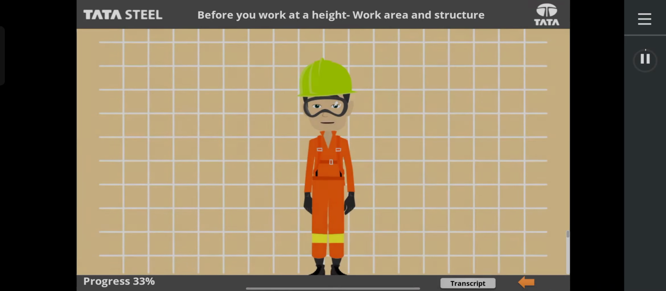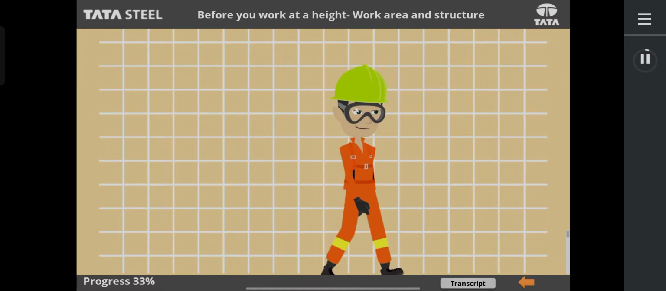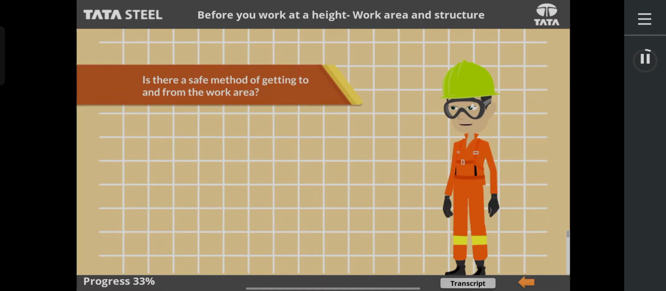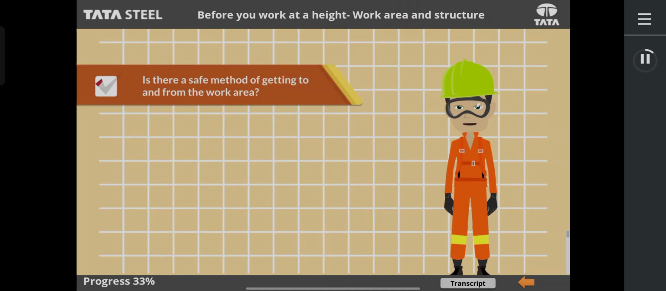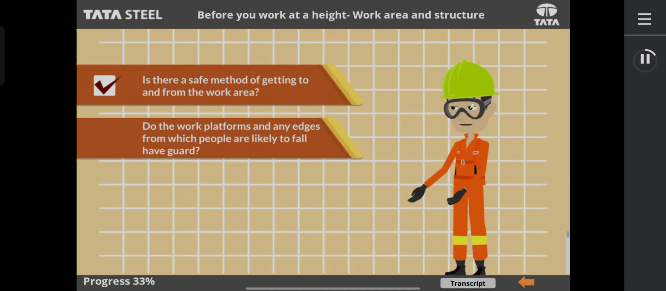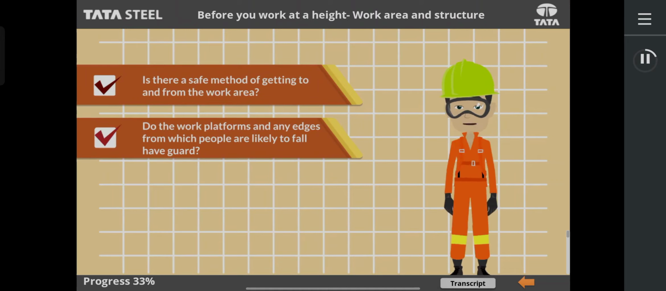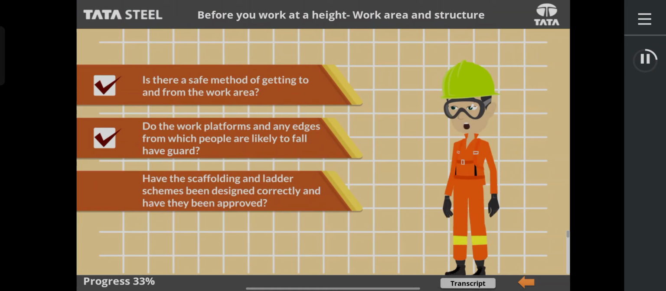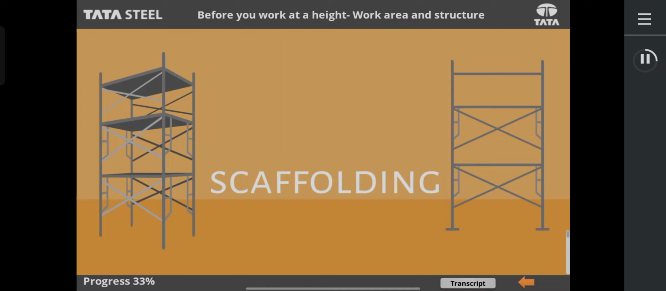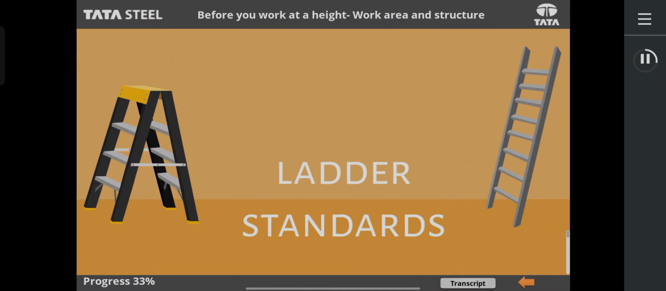You need to check the following about the work area and platforms. Check if there is a safe method of getting to and from the work area. Check if the work platforms and any edges from which people are likely to fall have guards. Give due consideration to scaffolding and ladder standards.